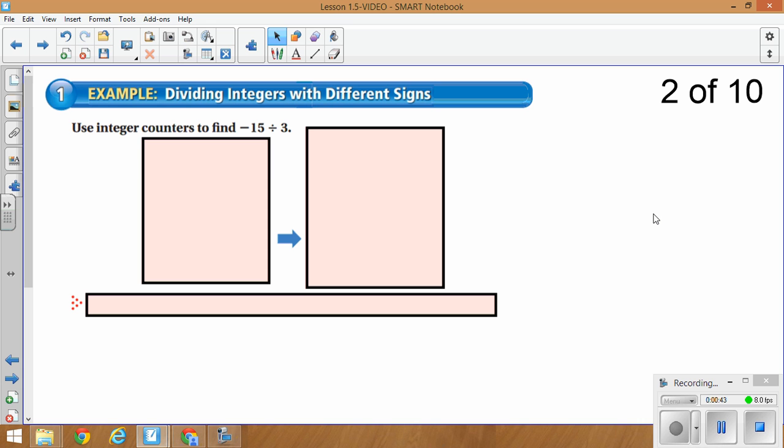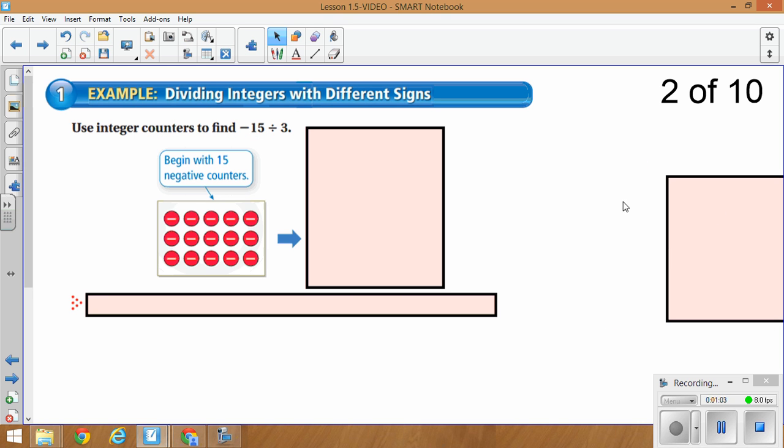Okay, here's example number 1. You're going to notice that our rules for division are exactly the same as multiplication, so we're not going to spend a whole lot of time talking about the rules again. I'm going to show you this example through counters. I want to figure out what negative 15 divided by 3 is. So I'm going to start by putting 15 red negative counters out. So 1, 2, 3, 4, 5, and there's 3 rows of 5, which is 15.